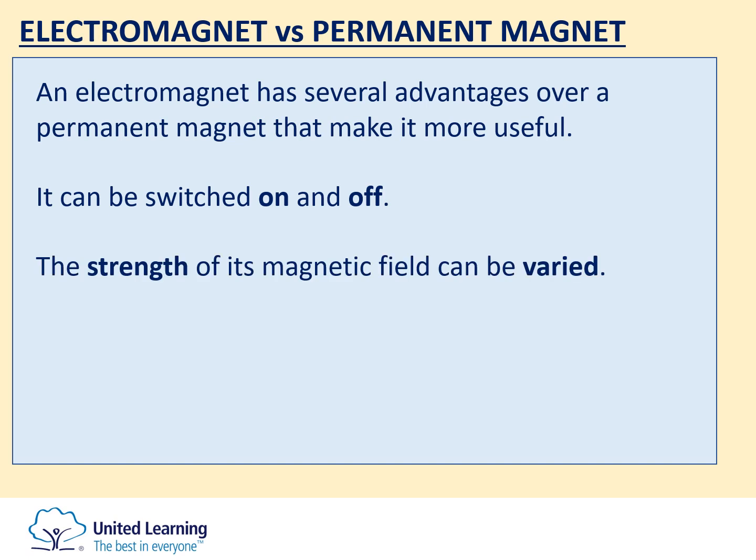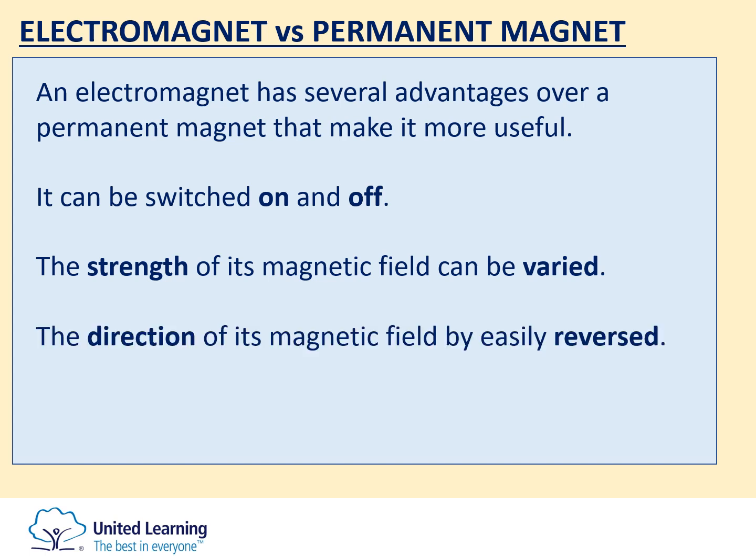The other advantage is that you can vary the strength of the magnetic field. By increasing or decreasing the current through the coil, you can make the magnetic field as strong or as weak as you need it to be, whereas with a permanent magnet, it always has one fixed strength. The other thing that you can do with an electromagnet is that you can change the direction of the magnetic field by changing the direction that the current is flowing through.